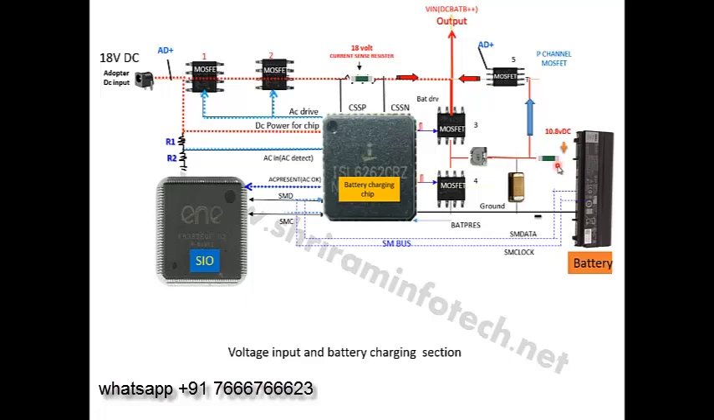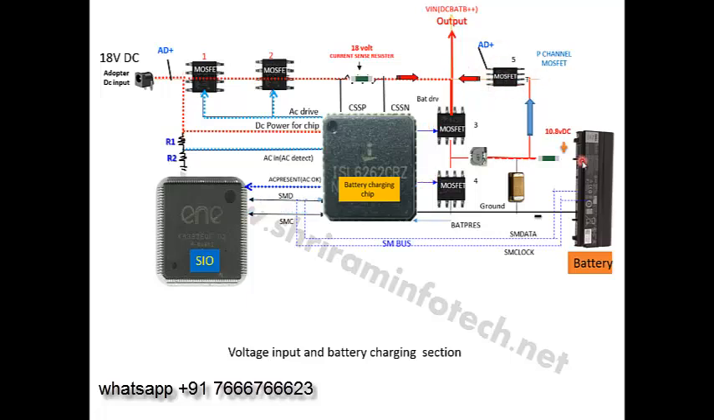Okay, so in this work, now we'll assume what happens if we remove the adapter. Okay, we'll see. Now here is 18 volts. When I connect the adapter it is 18 volts, and this 18 volts goes like this, and this 18 volt AD plus is connected here also. This is a P channel MOSFET.